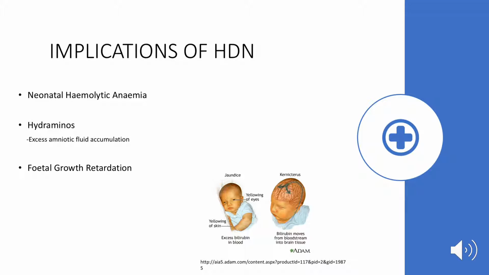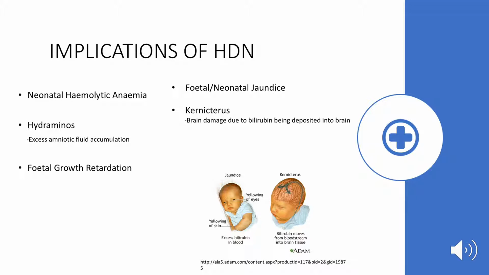Fetal growth retardation is another issue that can occur, and this is when the baby is not going to reach its potential size that is genetically determined for that baby. Fetal or neonatal jaundice, so as there is hemolysis occurring and red blood cells are being broken down, bilirubin is going to be produced, and this bilirubin accumulation can cause jaundice. And finally, if this is severe, this can lead to kernicterus, which is when the bilirubin is deposited into the brain, and it's a form of brain damage.